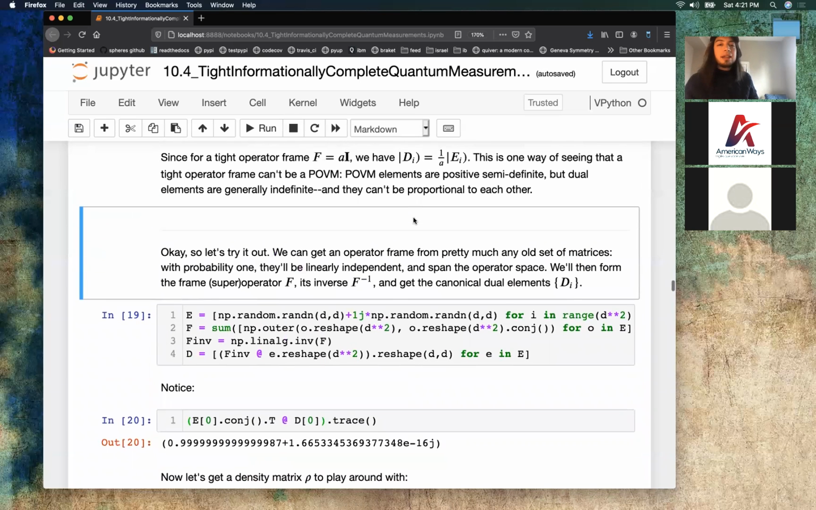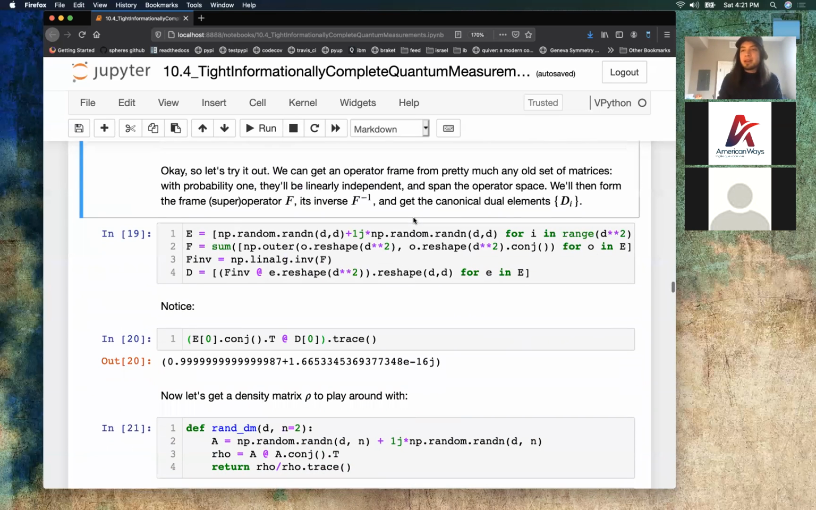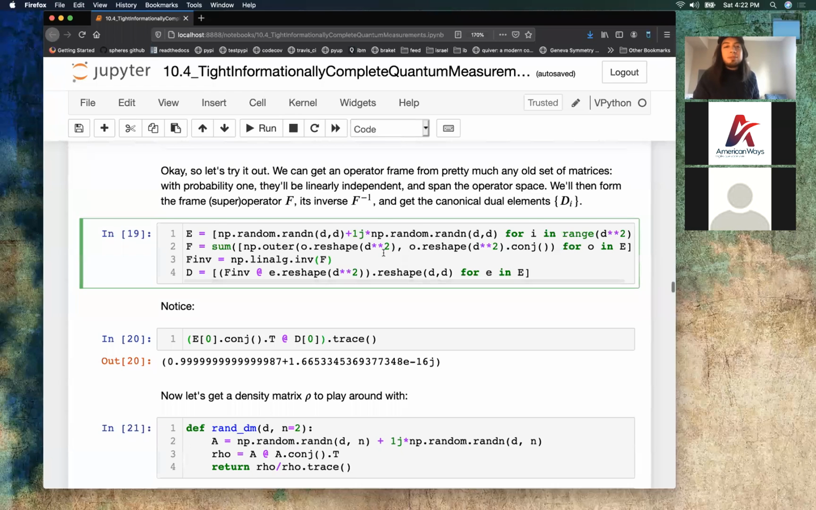But let's play around with operator frames anyway, even if they're not POVMs. When we talked about vector frames, it turned out that pretty much any old random set of vectors with probability 1 would give you a vector frame, because if you just choose a bunch of random vectors, it's almost certain that they will be linearly independent. And the same is true for these matrices.